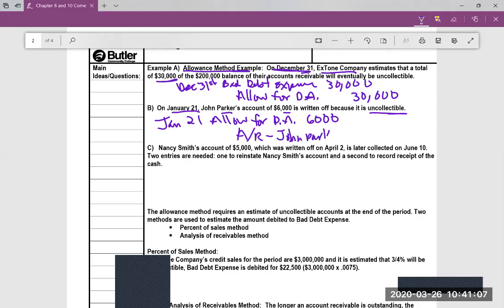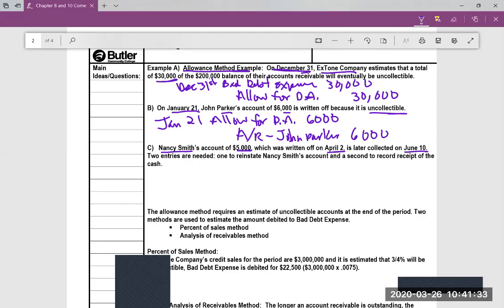Okay. So notice that the credit entry is the same for both. Under the direct method, we would have hit bad debt expense here and credited the AR. And under the allowance method, we go ahead and hit the allowance for doubtful accounts and credit the AR. Okay, Nancy Smith's account, $5,000. It was written off on April 2nd, kind of like what we did here with John Parker.